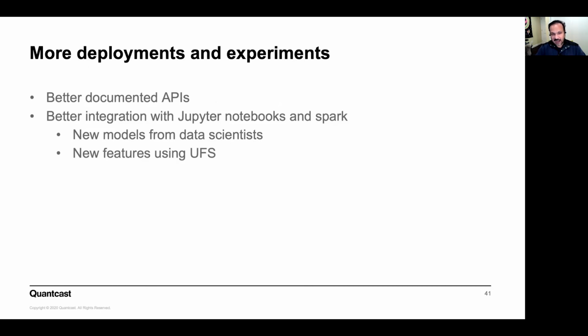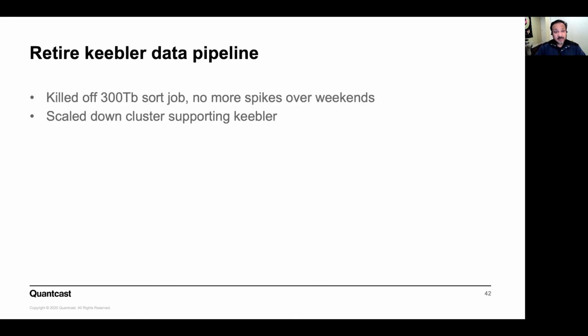And we are adding new features into our Aerospike, which we call the unified feature store. We were able to kill off a sort job, like the weekly compute sort job that we had. And we don't have any spikes in our compute cluster size over the weekend. Scaling down the Keebler cluster helped us reduce our running cost as well.